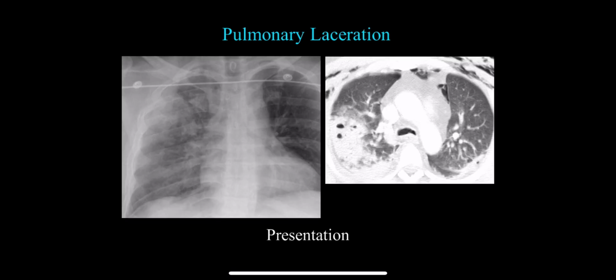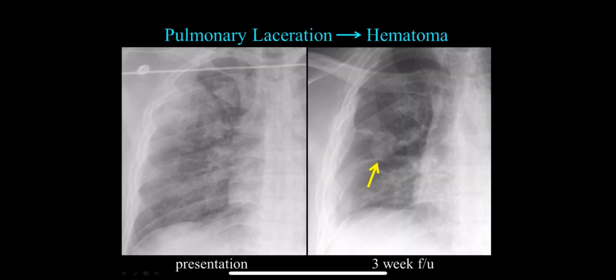This patient, we see a large area of contusion and laceration initially. On the CT scan, we see a well-defined contusion with multiple lacerations within it. And in a 3-week follow-up, most of this contusion has dissipated, and we see a well-defined nodule consistent with a pulmonary hematoma.